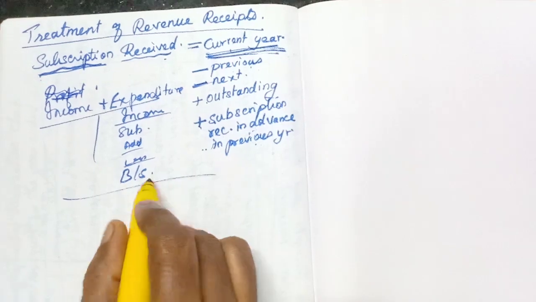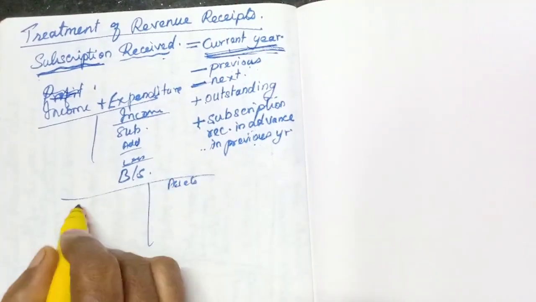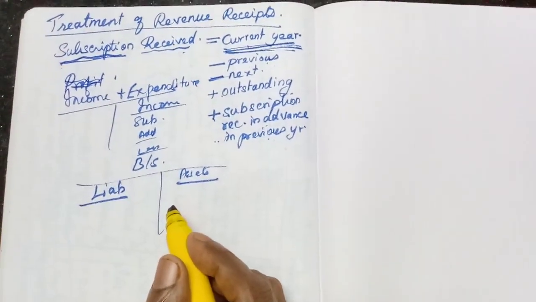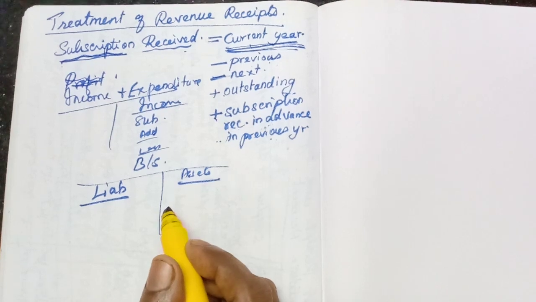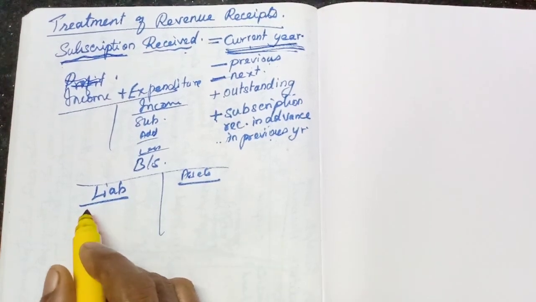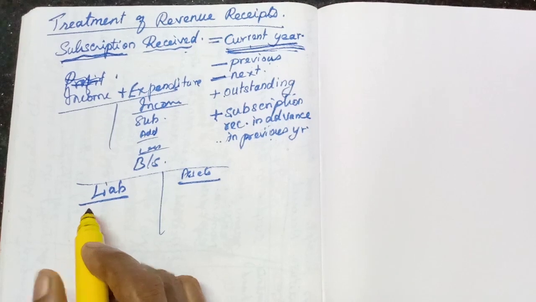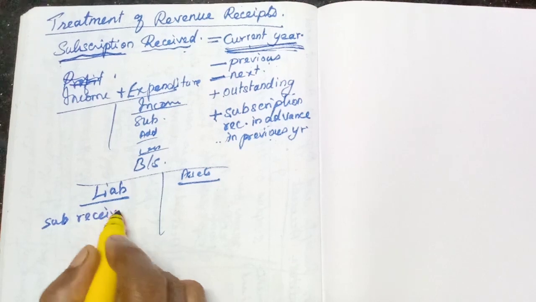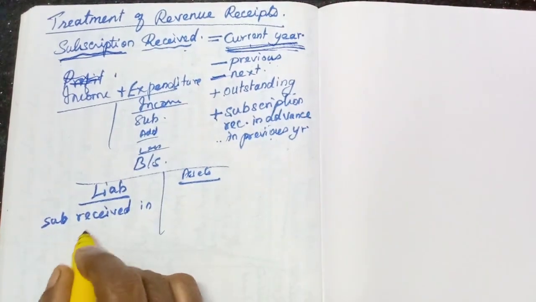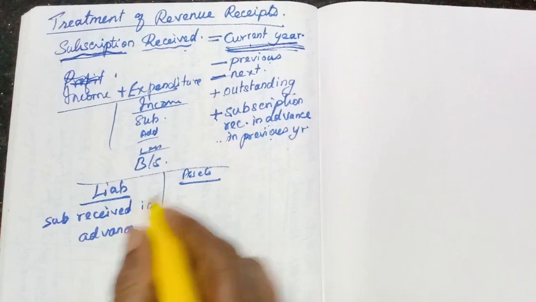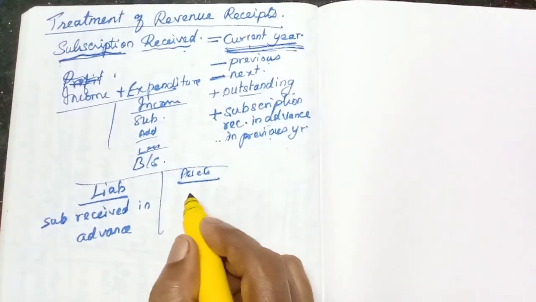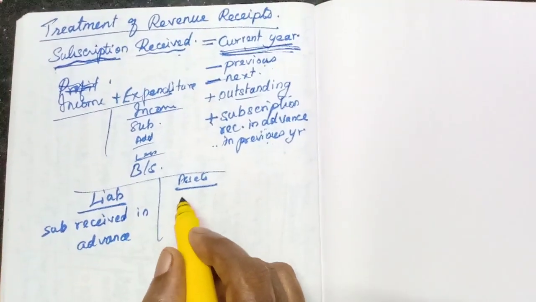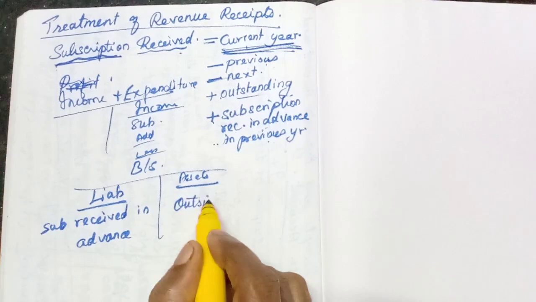In the balance sheet we write assets and liabilities, isn't it? Subscription received in advance is a liability. That subscription received in advance we have to write on the liability side. And outstanding subscription is an asset. We need to get that one, so it is an asset and we have to show it on the asset side.